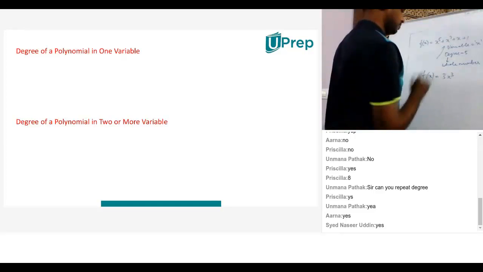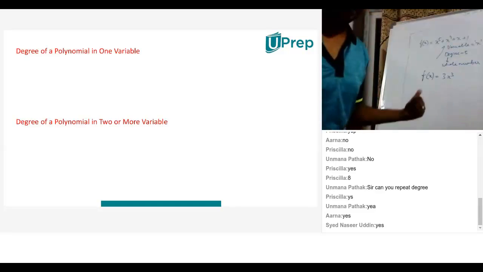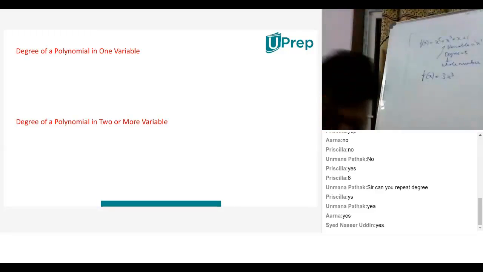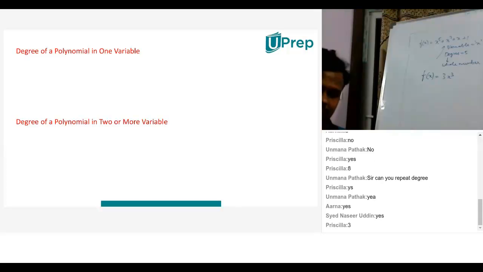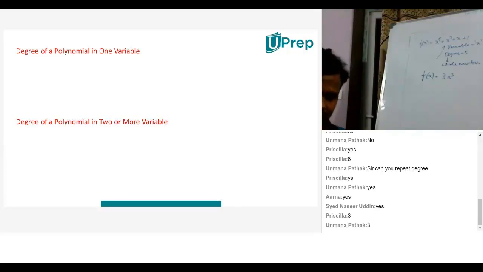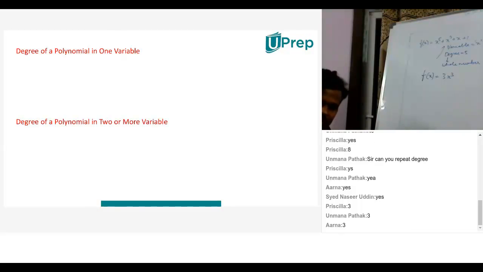3x cube. Children, type in the degree of this polynomial. Please type in the degree. 3. What about others? Arna and Sayed. Great. So this is the example for the degree of a polynomial in one variable.